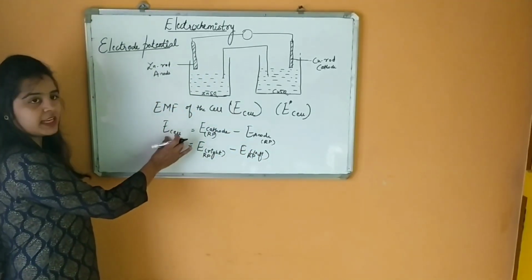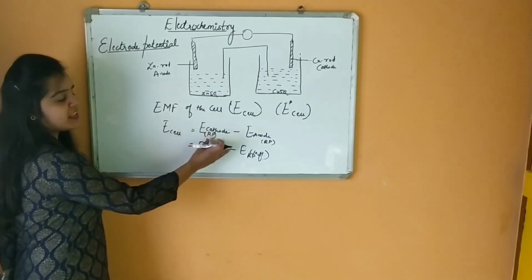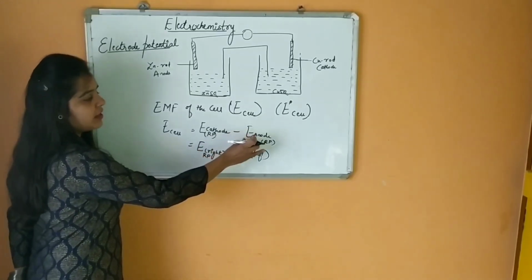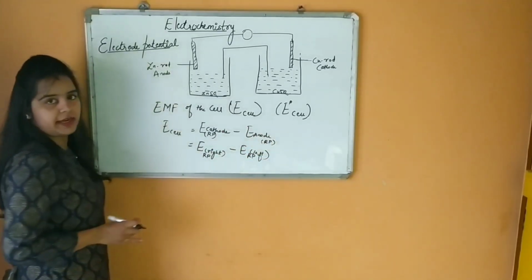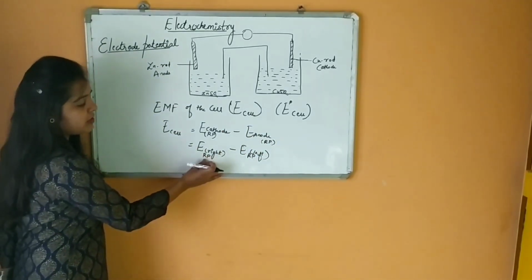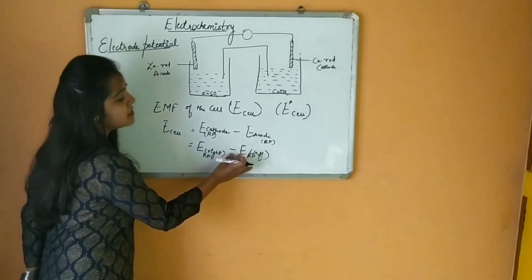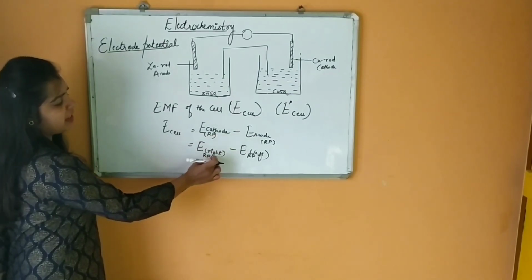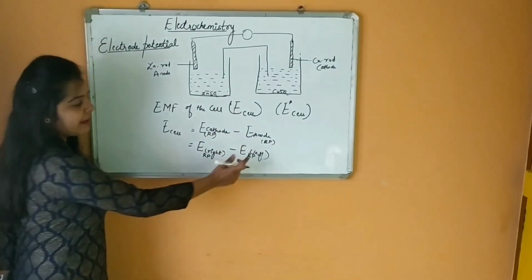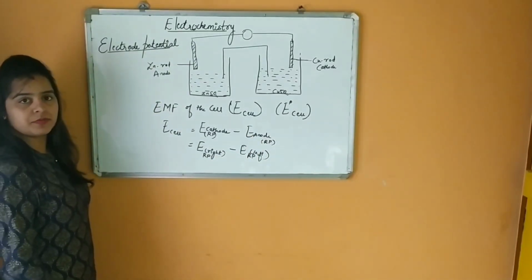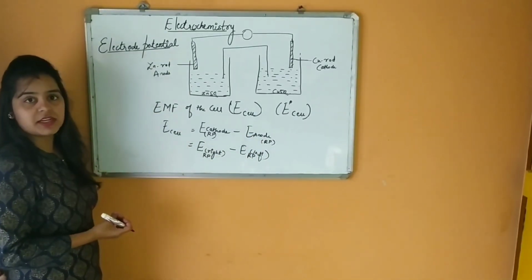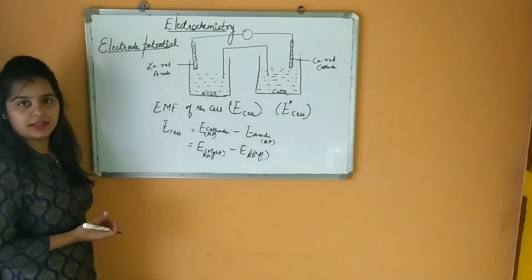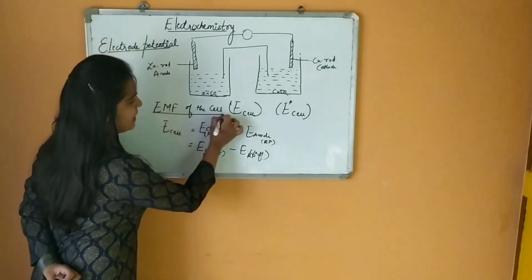So what is EMF of the cell? How can it be calculated? It is nothing but reduction potential at cathode side minus reduction potential measured at anode side, or reduction potential measured at right half cell minus reduction potential measured at left half cell. If you observe carefully, right half cell itself is a cathode and left half cell itself is anode. Students, this may take a little time to understand. As you see the numericals, you will get to know it very easily. Okay. So this is EMF of the cell.